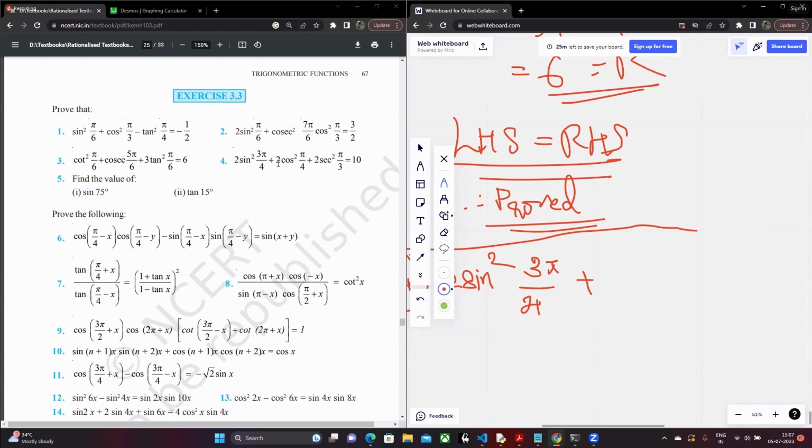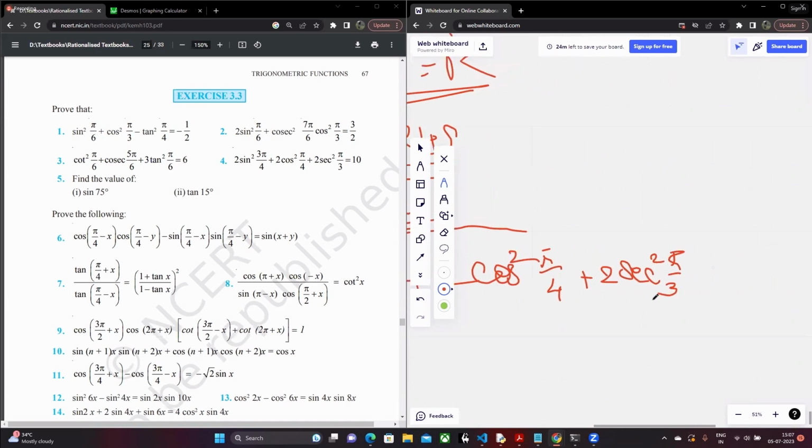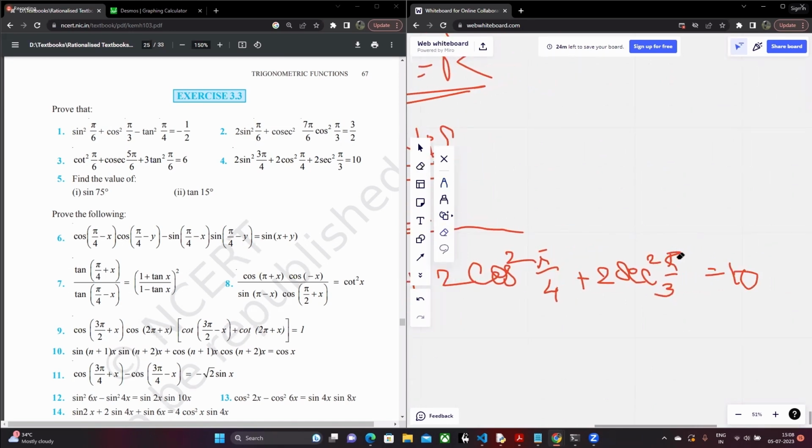I mean, if you see a square, you can basically blindly put it to be positive because all square numbers are positive. You can't have a negative square number unless it's complex, not imaginary. Whatever. So this is 2 cos squared pi by 4 plus 2 secant squared pi by 3 is going to be equal to 10. Right? Let me just do this properly.